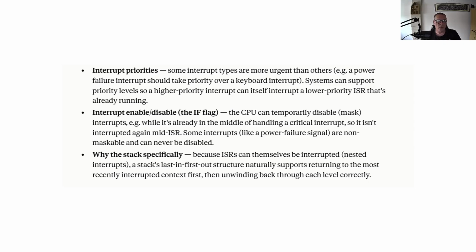Okay, that's 4.1, and in the next section, 4.2, we'll look at assembly language.